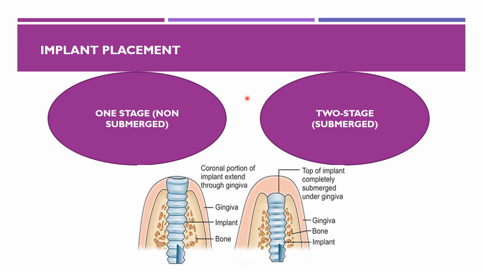So the one stage, that is the non-submerged implant, has no need of a second surgery. The gingival former will be placed above the tissue and will be seen above the tissue. The coronal portion of the implant extends to the gingiva. That is the non-submerged type, and we have the submerged type. This will be at the bone level, so the top of the implant is completely submerged under the gingiva.